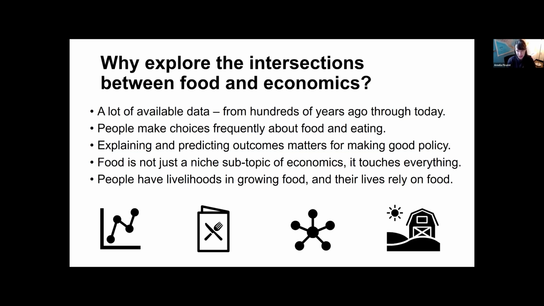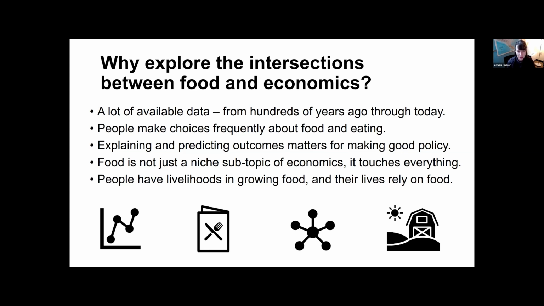There's a lot of reasons why it works really well. For one thing, there's a lot of available data from hundreds of years ago through till today about food production and about people's nutritional status. People make these choices really frequently about food and eating, and we can observe what they do to try to figure out what their preferences are. Of course, preferences matter a lot when you're coming from a clinical or a nutrition perspective. You want to know, what do people actually like? Because I can tell you, if they don't like it, they're not going to eat it, or it's going to be hard for them to do that.